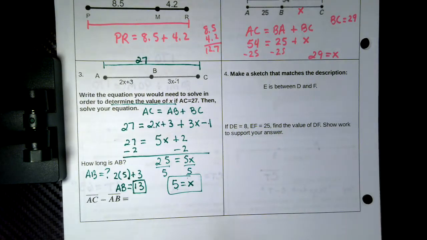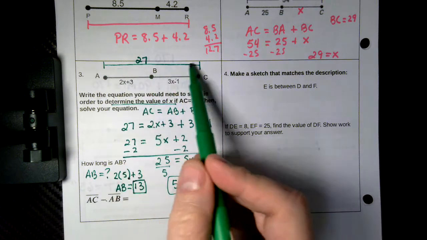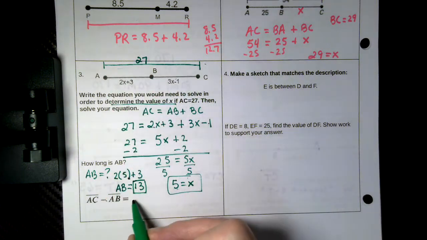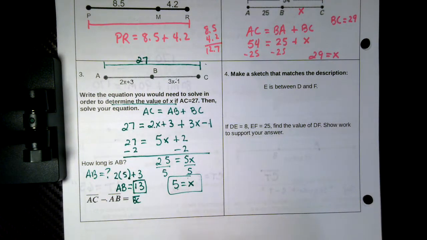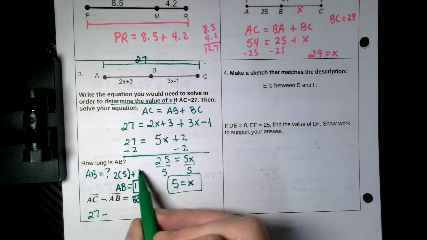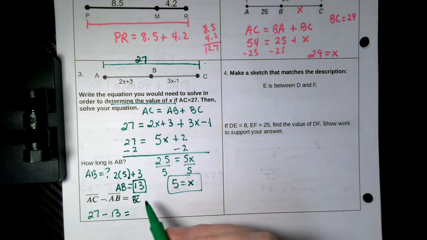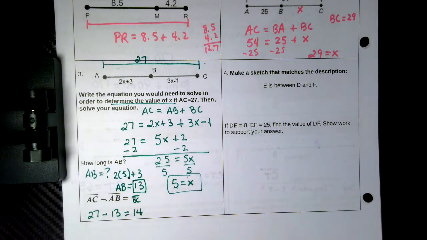AB equals 13. And they said AC minus AB. So AC is the whole thing minus AB. I would be left with BC. AC is 27. AB we just figured out is 13. So that would equal 14 for BC.